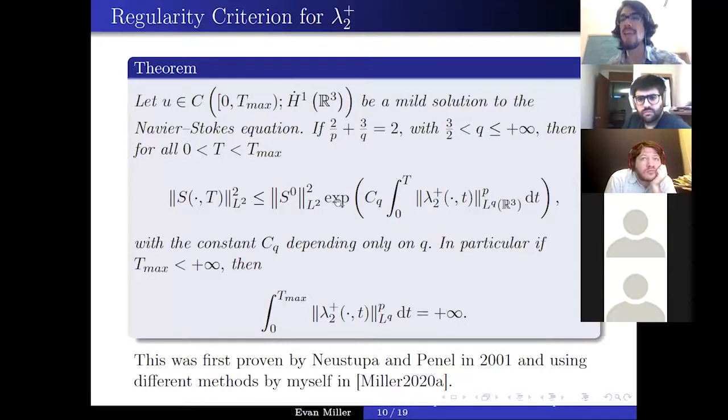But the H1 norm doesn't control regularity for Euler. For Navier-Stokes, if we can control the L2 norm of grad u, we have a smooth solution. That's not known for Euler. As of now, it's possible that you could have blowup for Euler in which the H1 norm does not blow up as you approach the blowup time. So in the Euler case, talking about Beale-Kato-Majda, this holds, but this does not hold.